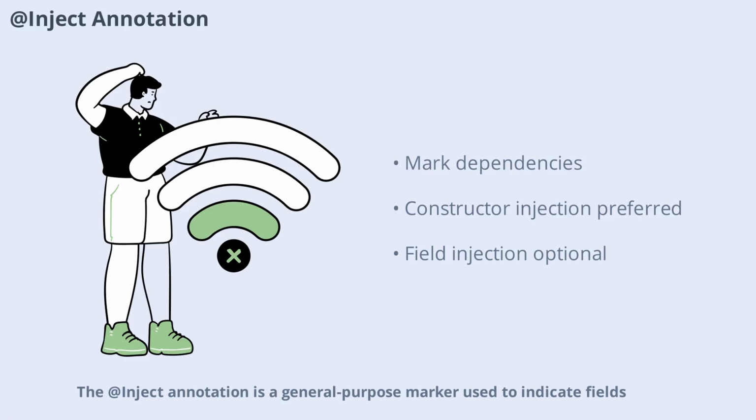The @Inject annotation is a general-purpose marker used to indicate fields, methods, or constructors that should be injected with their dependencies. There are two main ways to inject objects: constructor injection and field injection. Constructor injection is preferred, as it ensures dependencies are provided during object creation and promotes better testability. Field injection is less recommended and should be used only when necessary.